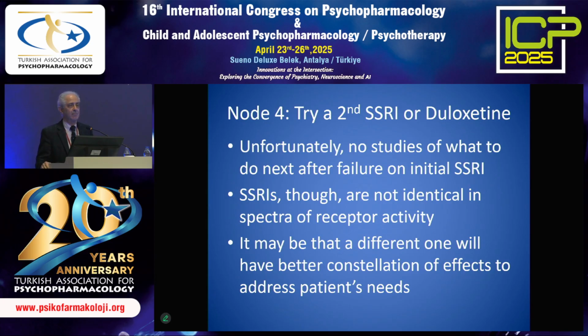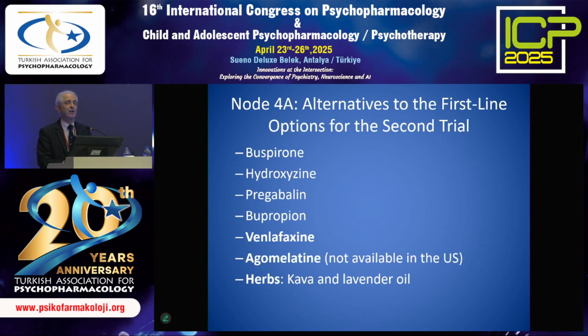But extrapolating from the depression literature, where it seems that when one SSRI fails, another may work, and that the SSRIs are not identical in their pharmacodynamic effects, we think you could try a different one. But you've still got all those options I've already discussed. Four of them I've discussed in detail. I've got two more to quickly mention now, venlafaxine and agomelatine, and these herbs. I guess I already did mention agomelatine. Oh, no, I didn't. I've got three more to discuss.